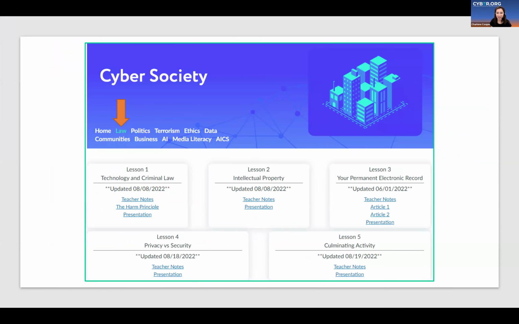So let's start to dive into some samples from Cyber Society. So we're going to start with our law unit, and this is a screenshot from where our curricula is housed, and you will see that those lessons here, they've all been updated with some of those important points that I mentioned earlier. And we're going to look at Law Lesson 3, which is your permanent electronic record.